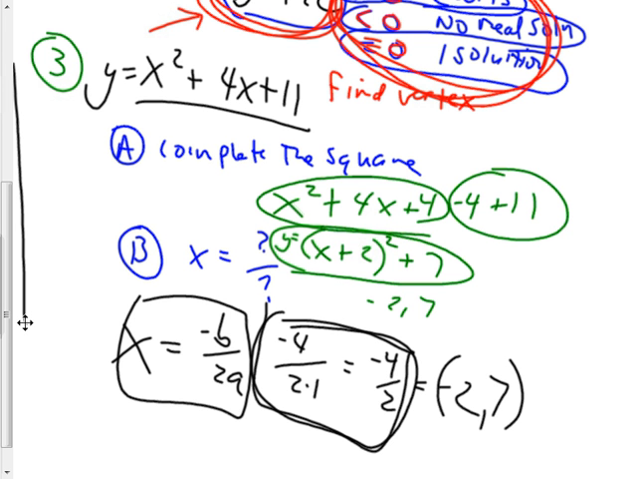If all they did was negative 2, they didn't actually put the comma 7 there, then they didn't know that finding a vertex implies you have to find the x and the y of it. They lose half the credit. That's a big deal. Yes?